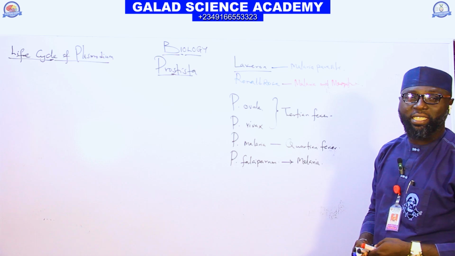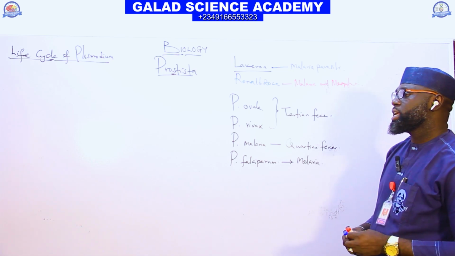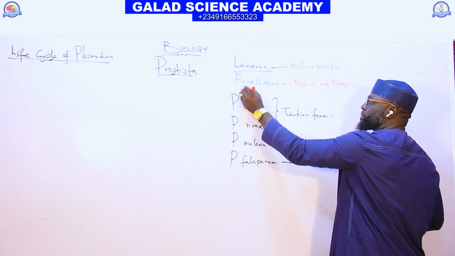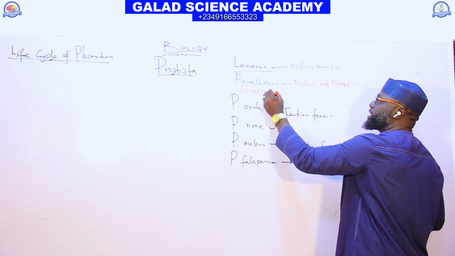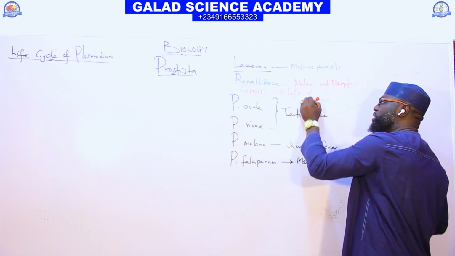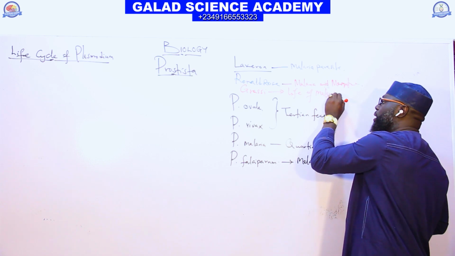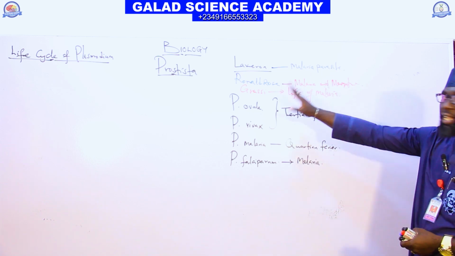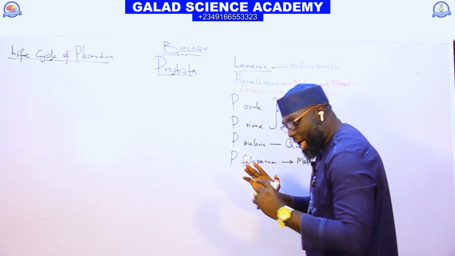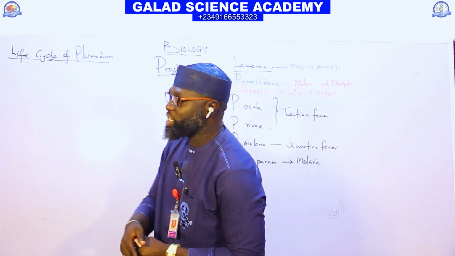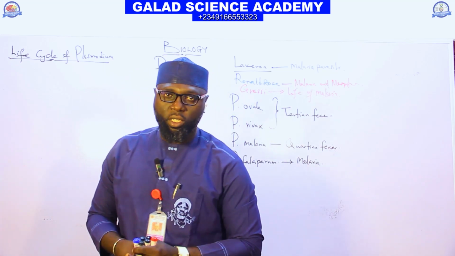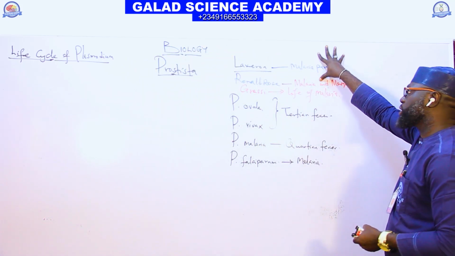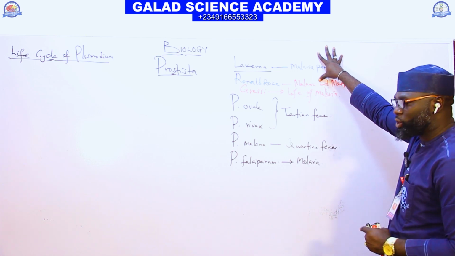The malaria pathogen was discovered by Laveran. And the third person is Grassi, who discovered the life cycle of malaria. So the life cycle of malaria was discovered by Grassi. The malaria and mosquito relationship was discovered by Ronald Ross, while Laveran is the person that tells us about the malaria pathogen.